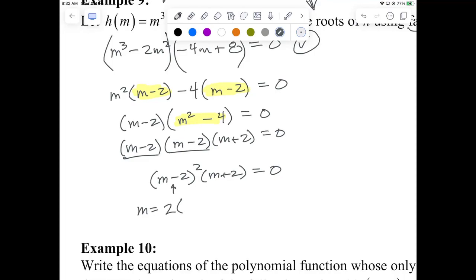And what multiplicity is it? 2. So that's going to be a what? A bounce across or a wiggle? It's a bounce. What's the next root? If m plus 2 is the factor, negative 2 is the root, and what is the multiplicity? 1. So that's a what? Bounce, cross, or wiggle? Cross.